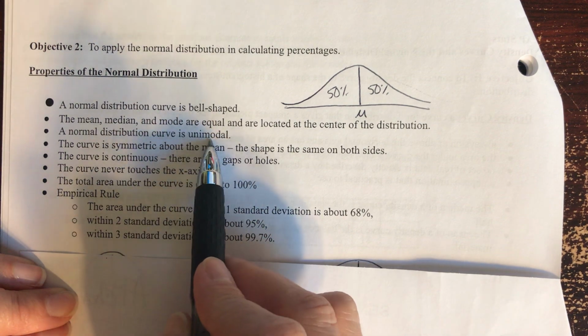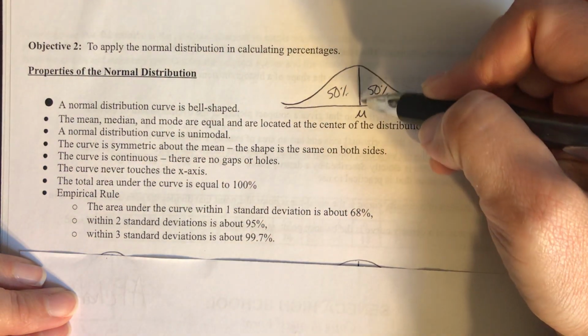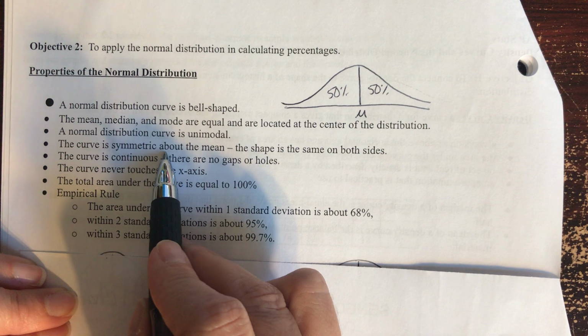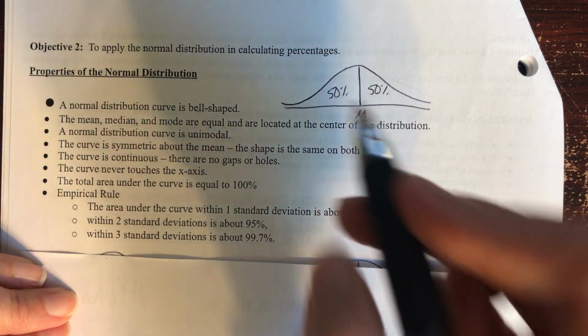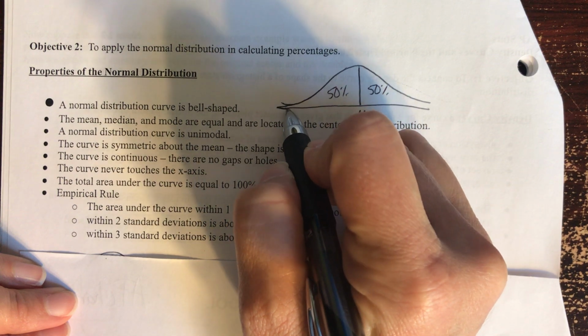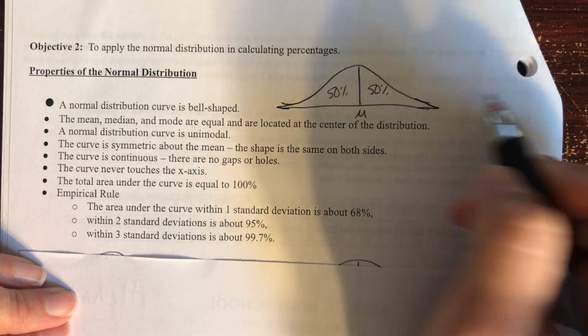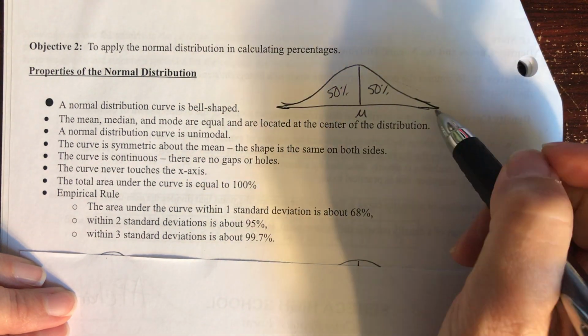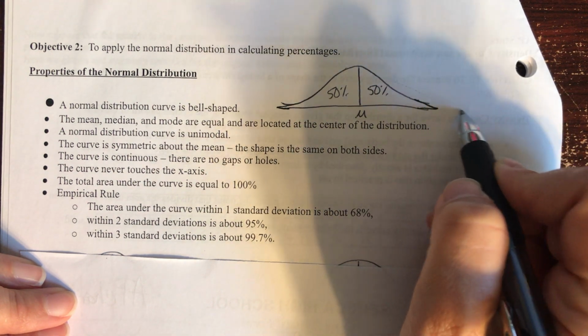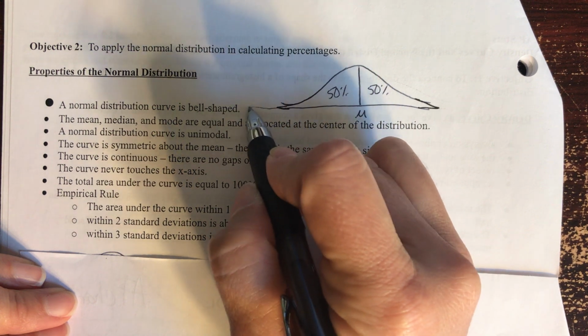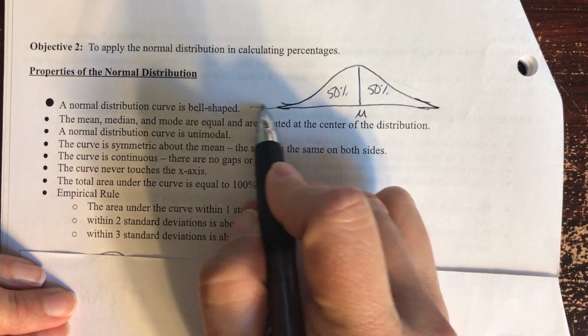It's unimodal, meaning there's one mode right at the middle, all right? It's symmetric. It's continuous. There's no gaps or holes. The curve never touches the x-axis. Technically, it doesn't close, but lots of times you'll see it close like that. That's okay. But technically, these are going to get closer and closer to the x-axis, and it would technically continue on forever.